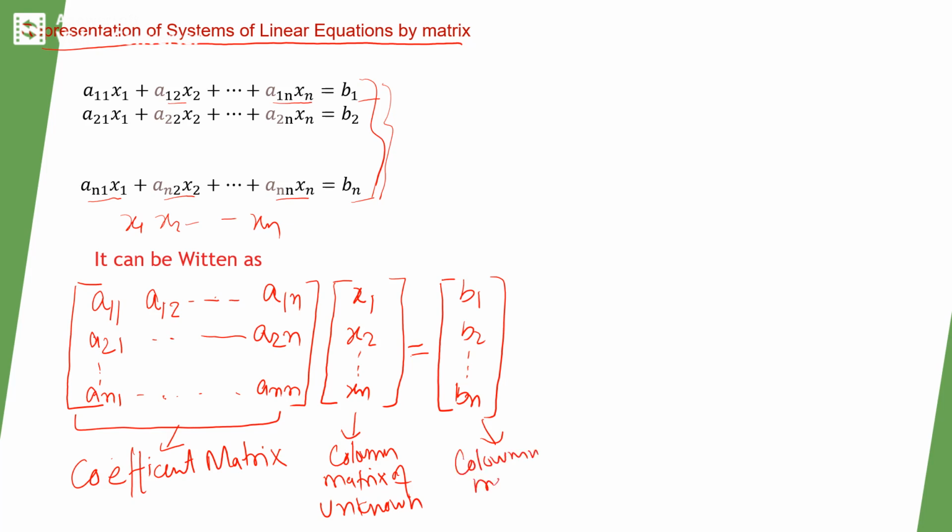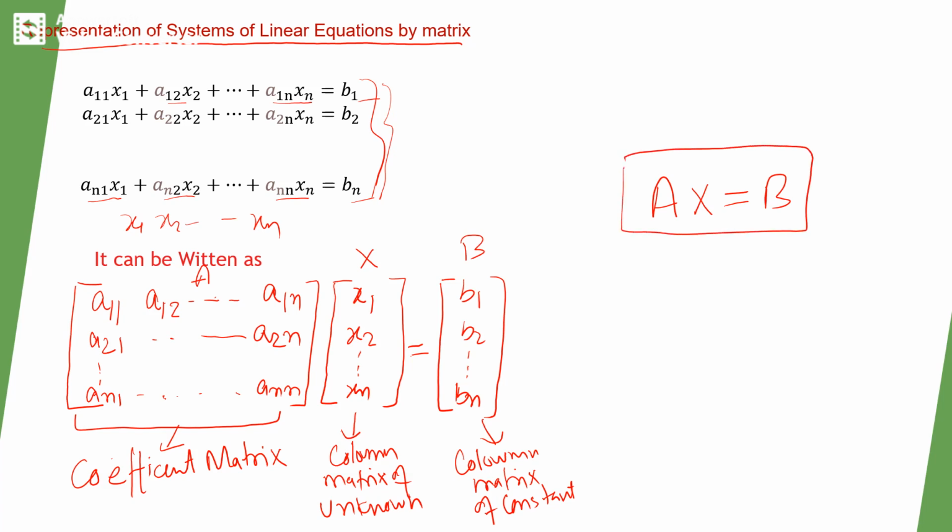Column matrix of constant. So this matrix and that system is also written as AX is equal to B. That matrix, the coefficient matrix, is denoted by capital A. The column matrix of unknown is denoted by X, and the column matrix of constant is denoted by B. So the system can be represented by AX is equal to B.